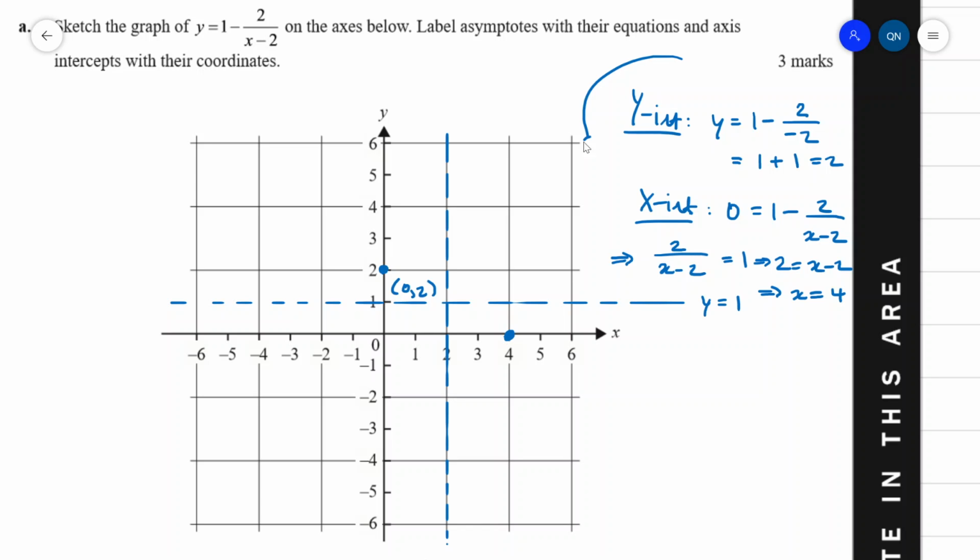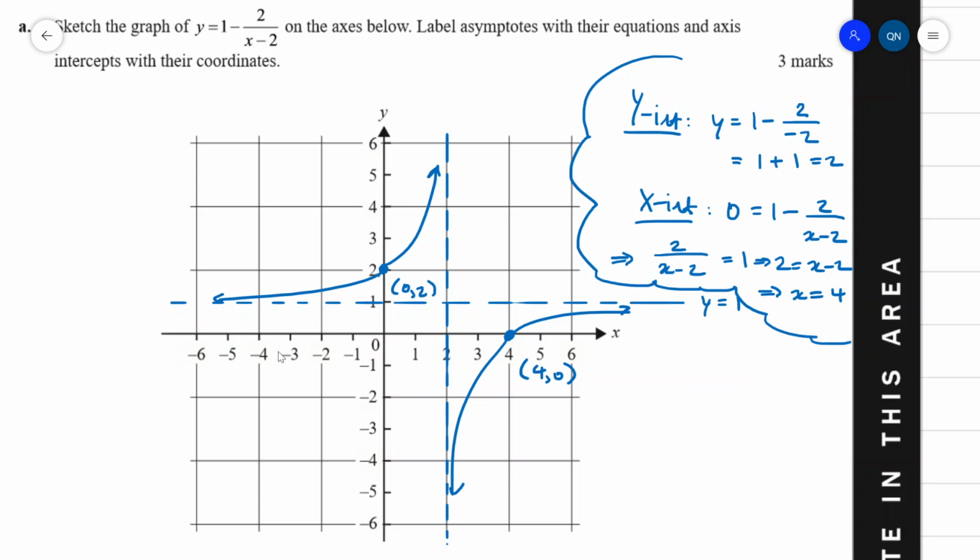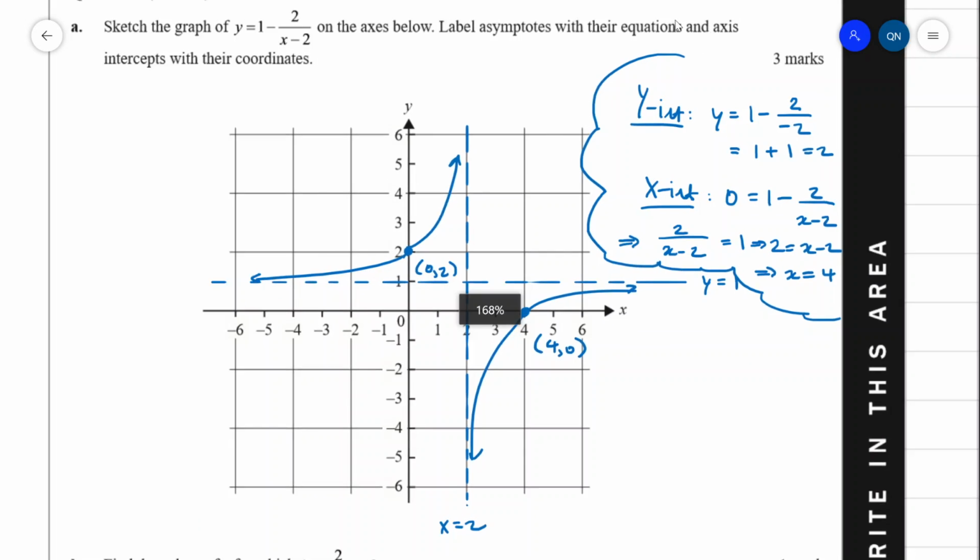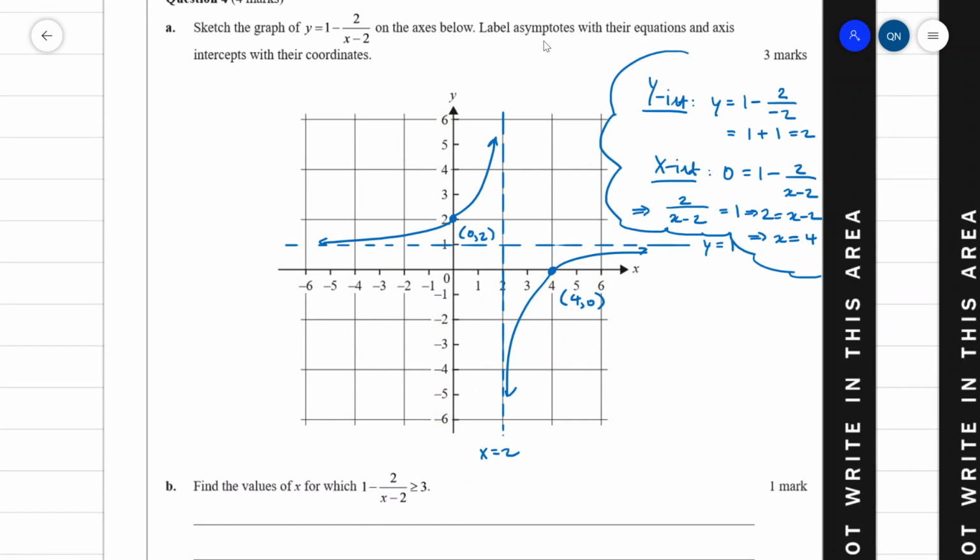So all this was just working out. Let's put that in a little nice bubble like so. So x equals 4. Once again, label before we forget: (4, 0). And then now we just need to put lines everywhere. So maybe something like this will do, hopefully. Actually turns out quite nice. Usually I'm not that great at drawing graphs on my little tablet here. And that should be it. So we sketched the graph on the axes, labeled asymptotes, we've done that with their equations, and axis intercepts, we've done that as well with their coordinates.